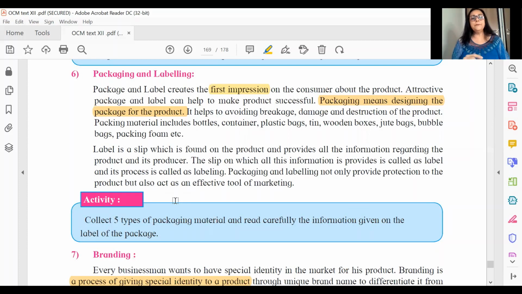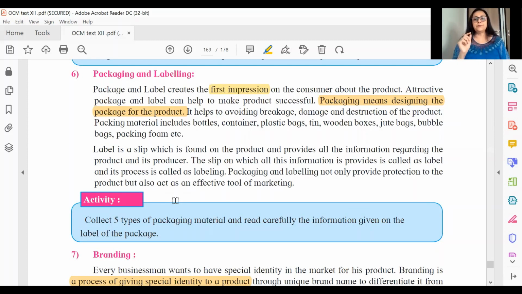Under packaging, we see packaging creates the first impression. Okay, so you have the correct underlined word. Package and label creates the last impression on the customer. So last is underlined. Please correct it and make it first impression on the consumer. All right. Another 1 mark option.